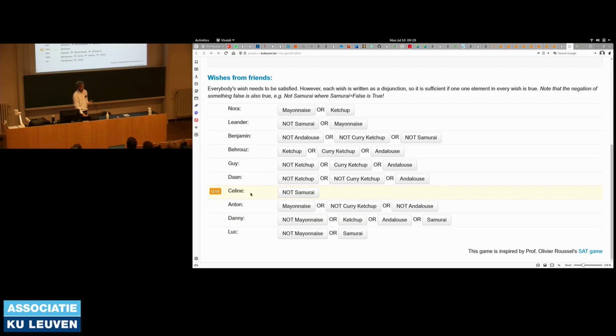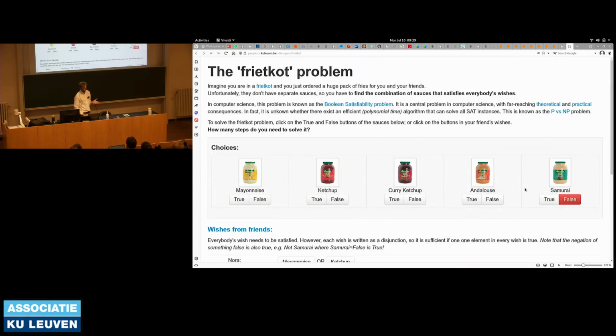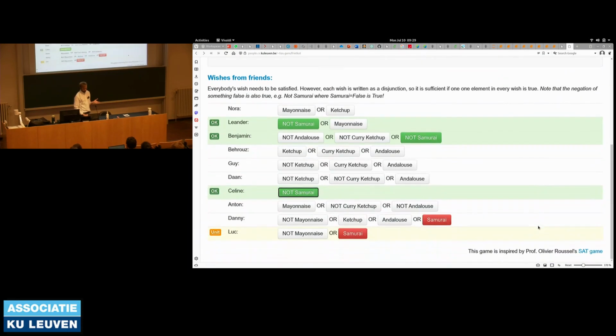And if you look at the constraints, then what you see is Celine has only one preference, and that is that there shouldn't be any samurai sauce on the fries. So I can very much recommend you to try it. She tried it, and she says, no, it's too spicy for me. Okay, so that means that the only solution, of course, cannot have any samurai. So we know we have to put samurai to false.